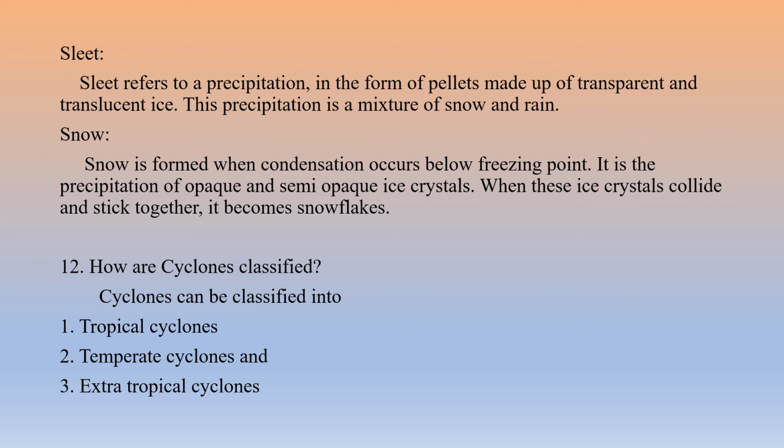Sleet. It is a continuity of the previous question. Sleet refers to a precipitation in the form of pellets made up of transparent and translucent ice. This precipitation is a mixture of snow and rain. So you know the meaning of snow and the meaning of rain. When both of these are moving from the atmosphere, it is called sleet.